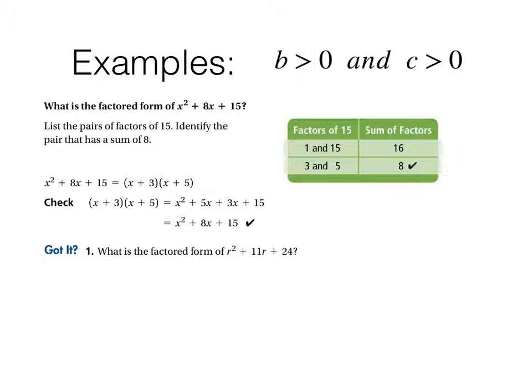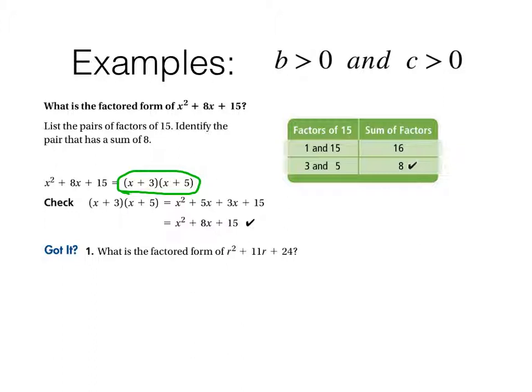Well, again, 15 only has two pairs of factors, 1 and 15, 3 and 5. The only one with a sum of 8 is 3 and 5. X plus 3, x plus 5. Multiply it out to check it, but remember your answer is indeed this right here. That's your answer. You try the next one.